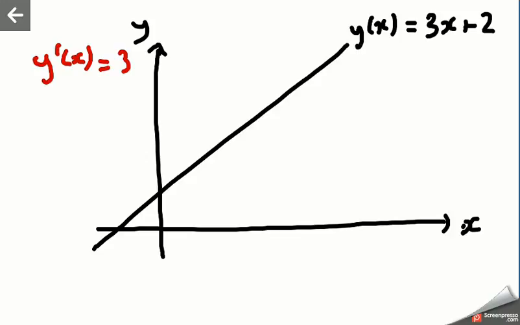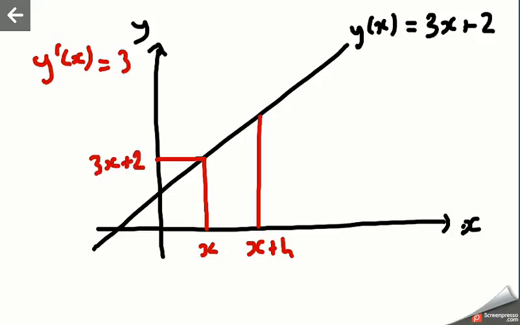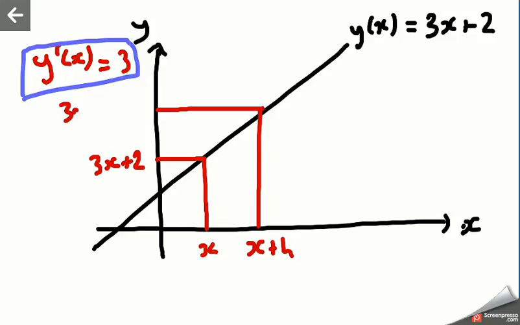Let's recalculate it just for the sake of things. So let's suppose this is the point x. This is the point x plus h. This is the point y of x, which is 3x plus 2. This is the point y of x plus h. And y of x plus h is, of course, 3 times x plus h plus 2. So that's 3x plus 3h plus 2.